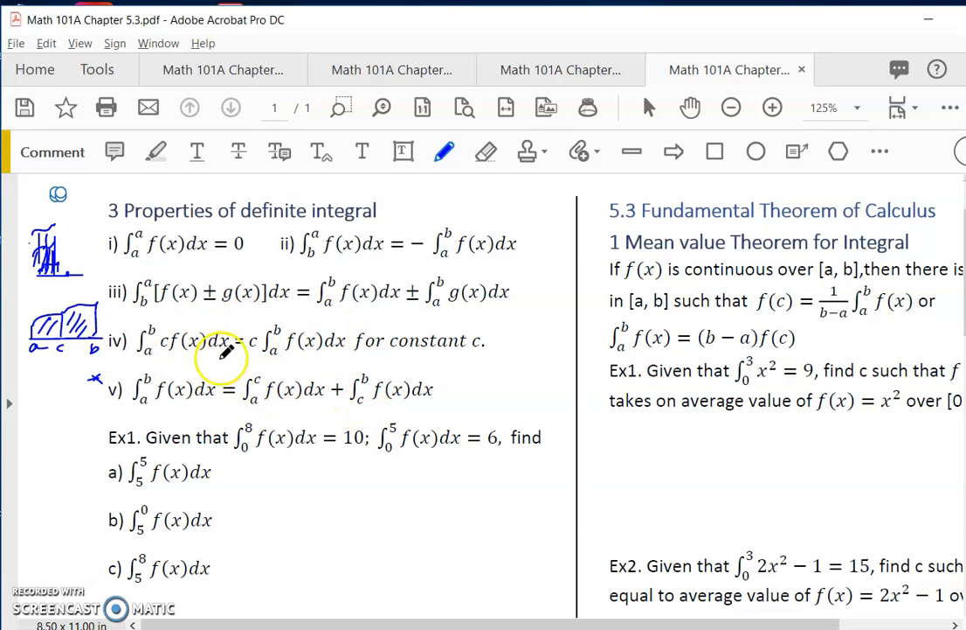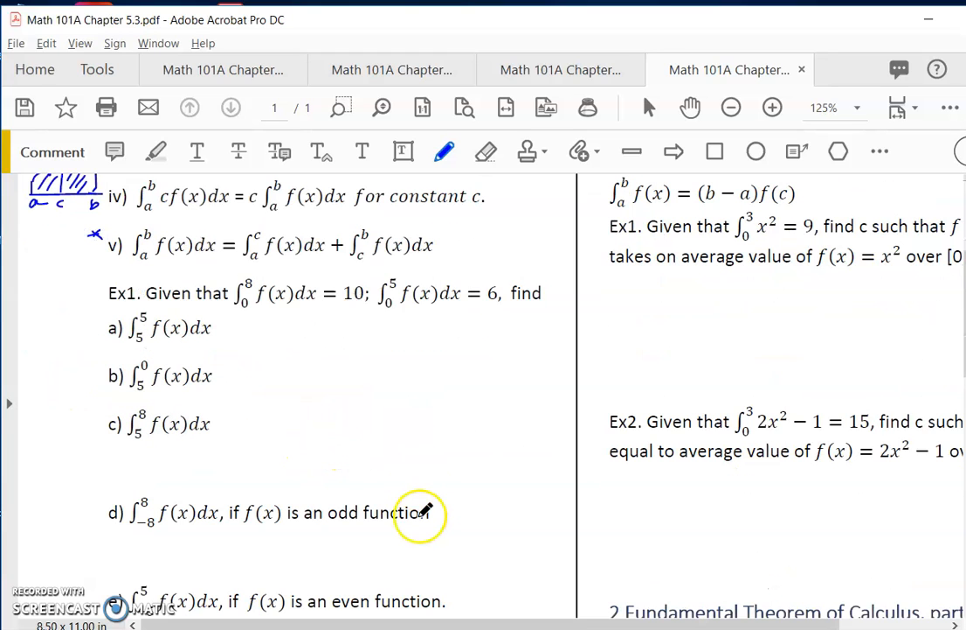Now this assumes that C is in the middle. Even if it's not in the middle, it still works. Even if C is outside, it would become a subtraction. It still works. So this is a very good property for handling definite integrals. So let's do some examples.